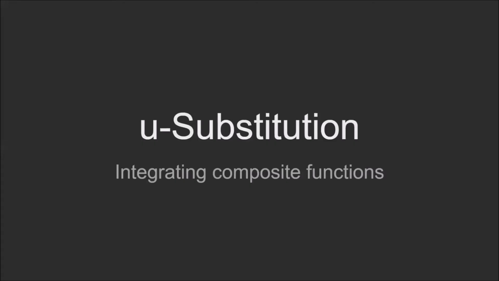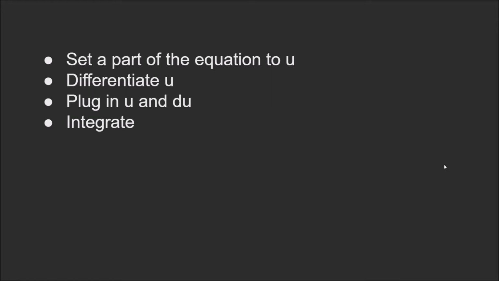Today we're going to go over U substitution, which is a way to integrate composite functions. You simply declare a variable as U, and you want to make sure that that variable, at least the majority of it when differentiated, is present in the integral. And then after you've found U, you want to differentiate U, plug in U and the derivative of U, and then from there you want to integrate.